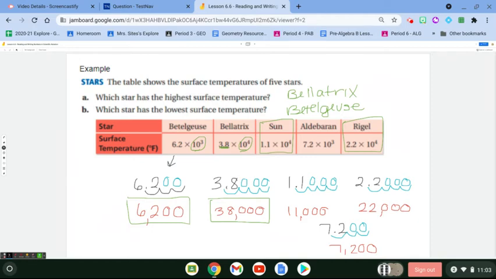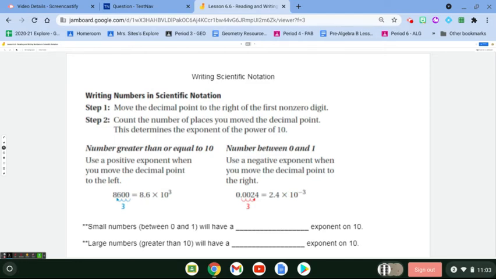And if we're comparing the other star with the Betelgeuse star, yeah, they both have 10 to the third, but the factor of 6.2 is a little bit smaller than the 7.2. So these are other little shortcuts that you can look for and maybe save you some time instead of multiplying out all the numbers from scientific notation into standard form. So again, 6,200 for Betelgeuse, Bellatrix is 38,000, the Sun would have been 11,000, Aldebaran would be 7,200, and Rigel would be 22,000. The other part of today's lesson will be writing numbers in scientific notation.